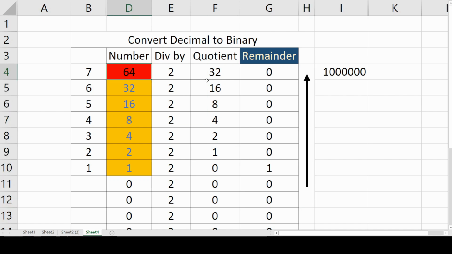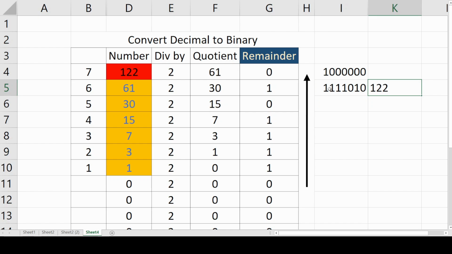Let us take another number. Let us take, say, 122. So again, 122 divided by 2, the quotient is 61. Remainder is 0. Again, you keep on dividing. The remainders are 0, 1, 0, 1, 1, 1, 1, and you write these numbers from bottom to the top, and the numbers are 1, 1, 1, 1, 0, 1, 0. So this is basically equal to 122.